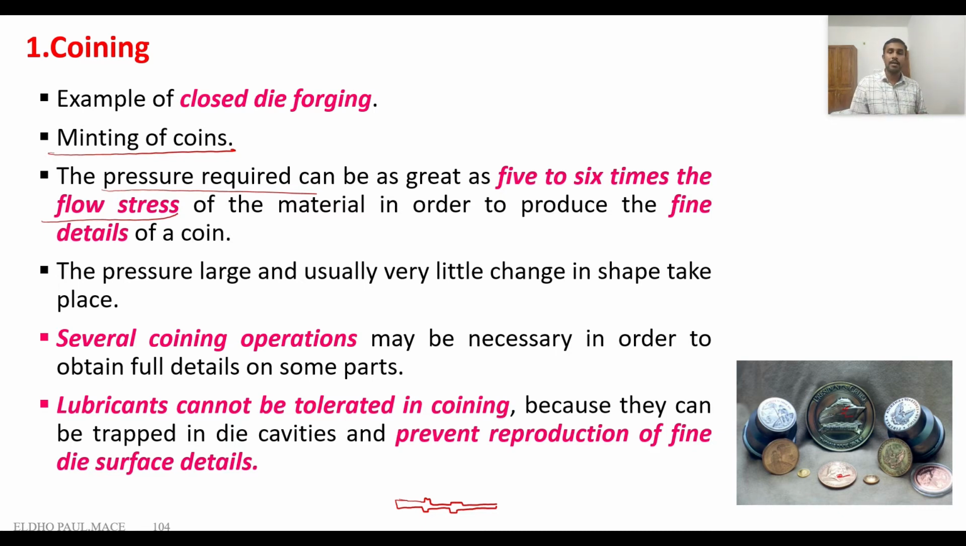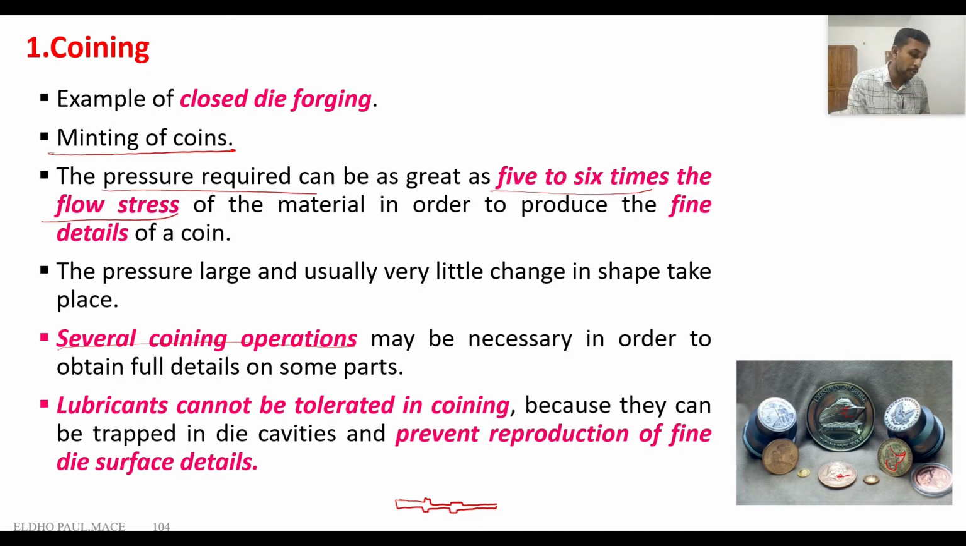So what is the reason for applying such a high amount of pressure? When we apply a very high pressure, we can reproduce the very narrow projections in the coins. By this application of high pressure, very little change in shape can be produced by this forging method. That is why we apply a huge amount of pressure in the coining process. And coining is not a single process. Several operations are done in a continuous manner for making a blank into a coin.